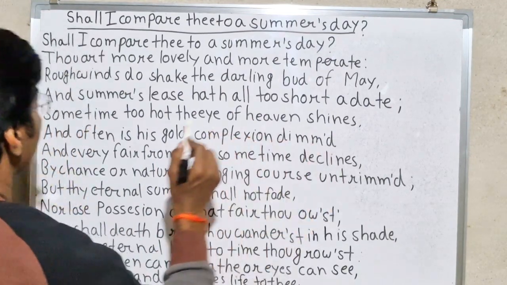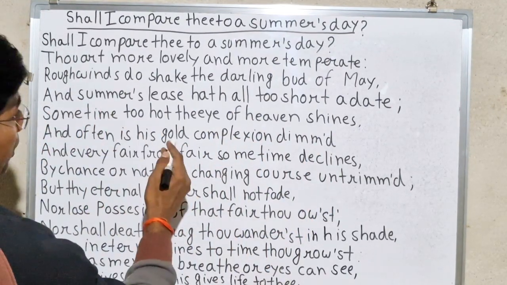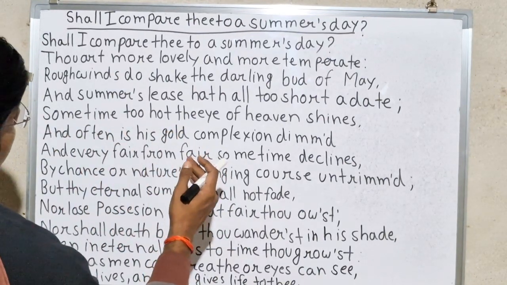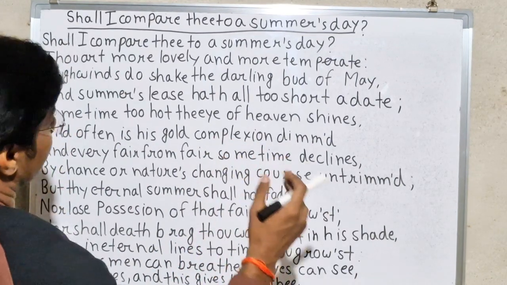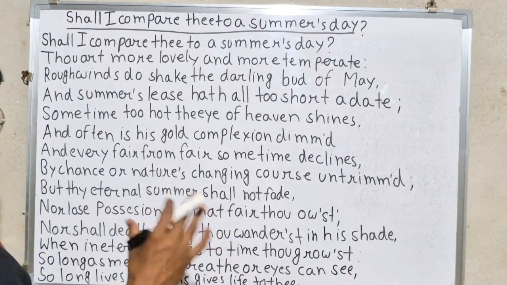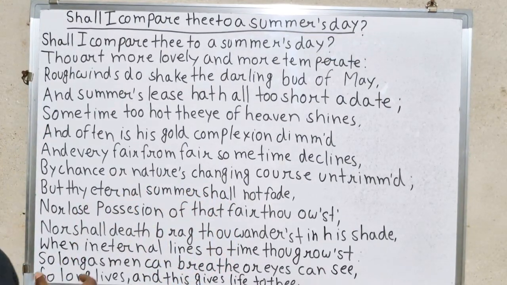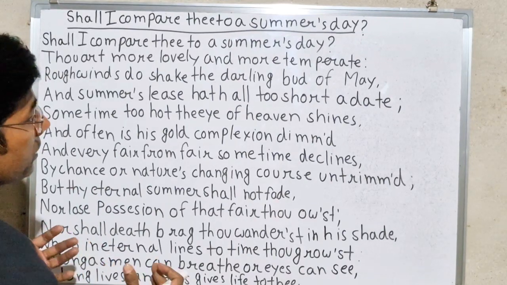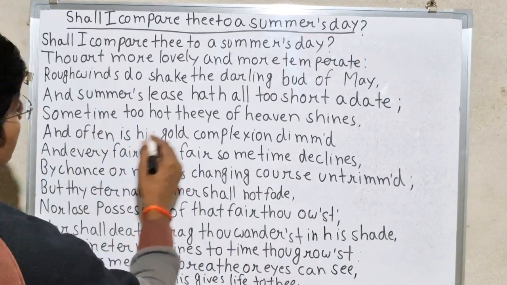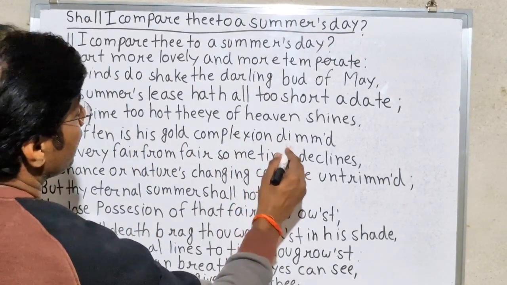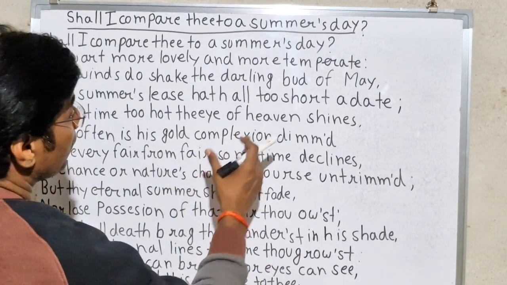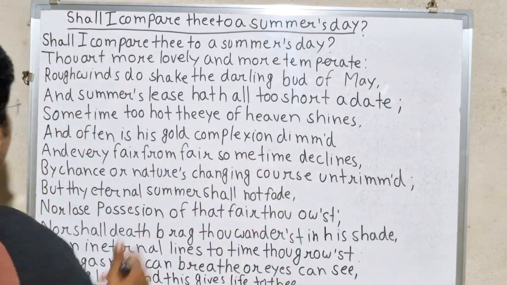The sun is personified. So he says, first of all, in the second quatrain, that sometimes the sun is very hot, meaning the day in the summer season is very hot, the sun shines too brightly, it gives out too much heat. But often the golden complexion of the sun is dimmed, all because of the overcast condition in the summer.